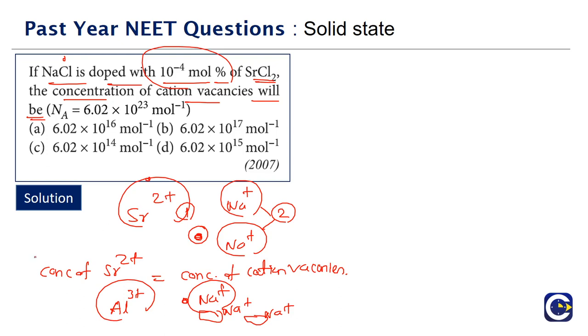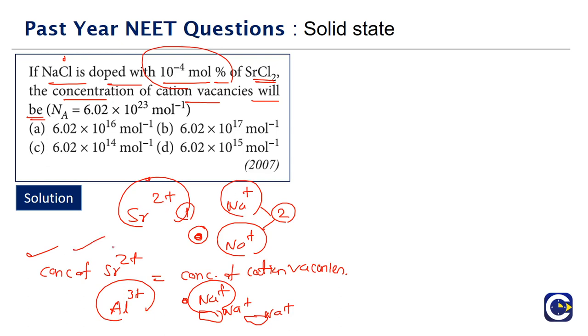So here what happens? Strontium 2 plus occupies one of the Na plus ion positions, but the other Na plus position it will not occupy. And charge wise it is balanced, because each strontium can balance the charge of 2 sodium plus ions.